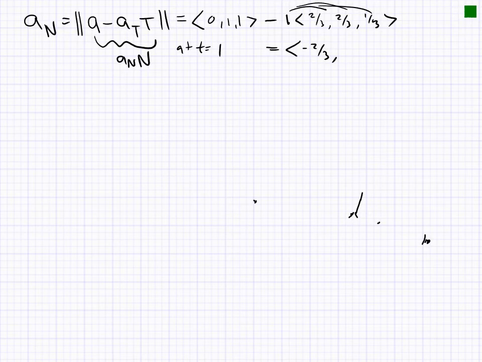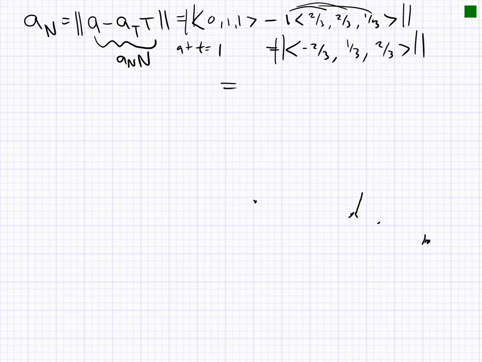Then we have 1 minus 2/3 is going to be 1/3. And then 1 minus 1/3 is 2/3. Remember, we have to still find the magnitude of this.